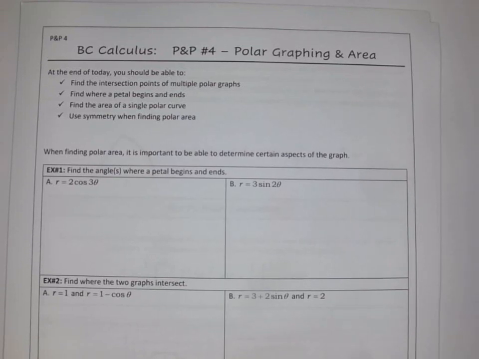All right, today what we're going to look at is polar graphs and area. Now, most of the time with polar, you do not get a calculator on the AP exam, but we're going to use our calculator just a little bit to see what's going on with these graphs. So this is just kind of a visual part of it. You really don't need the calculator to be able to find your answers. So it says find the angle, for example, 1, find the angles where the petal begins and ends.